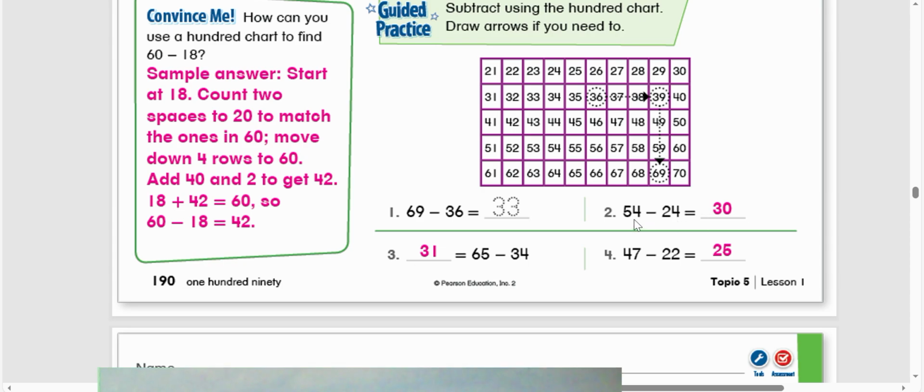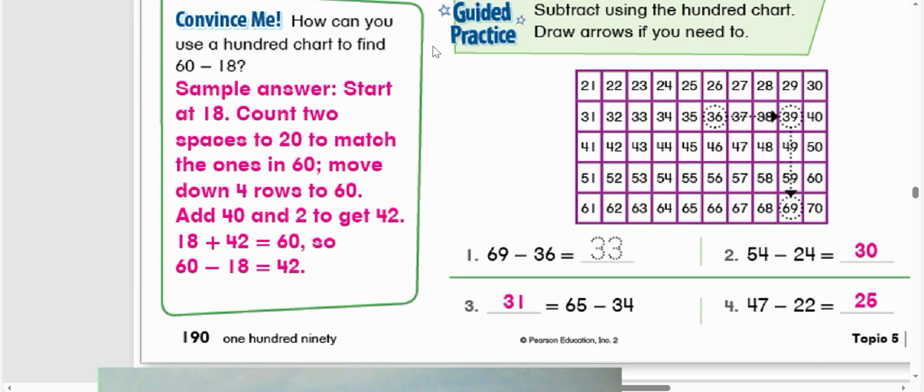54 minus 24. 4 minus 4 is 0, and 5 minus 2 is 3. 74 minus 22. 4 minus 2 is 2, and 7 minus 2 is 5.